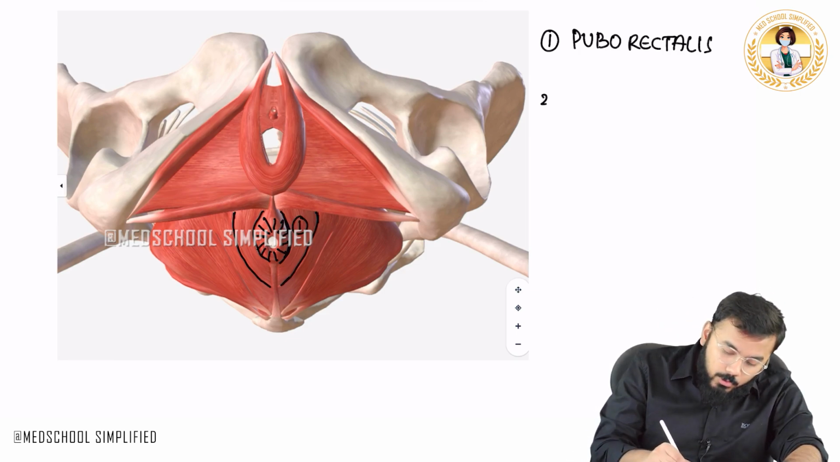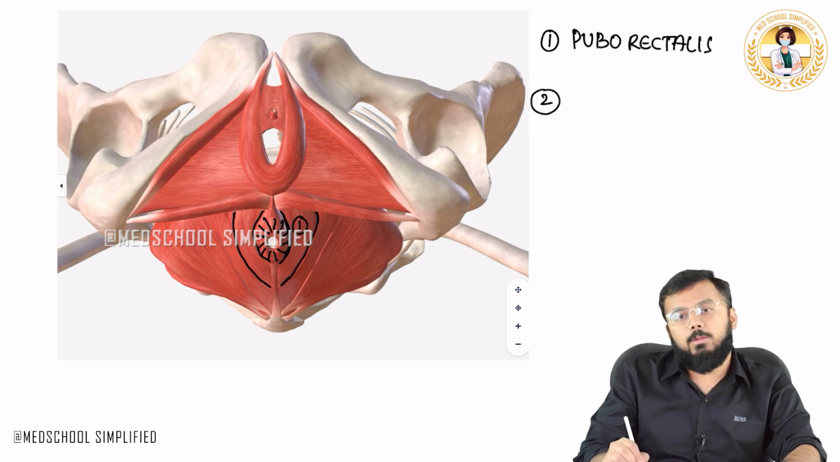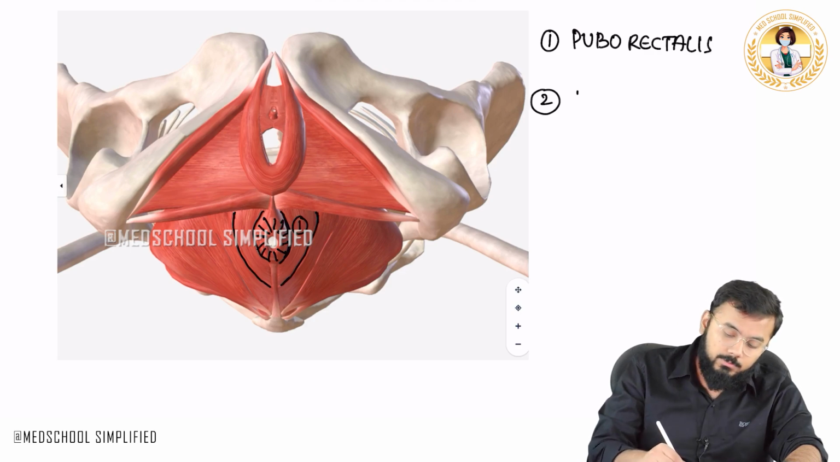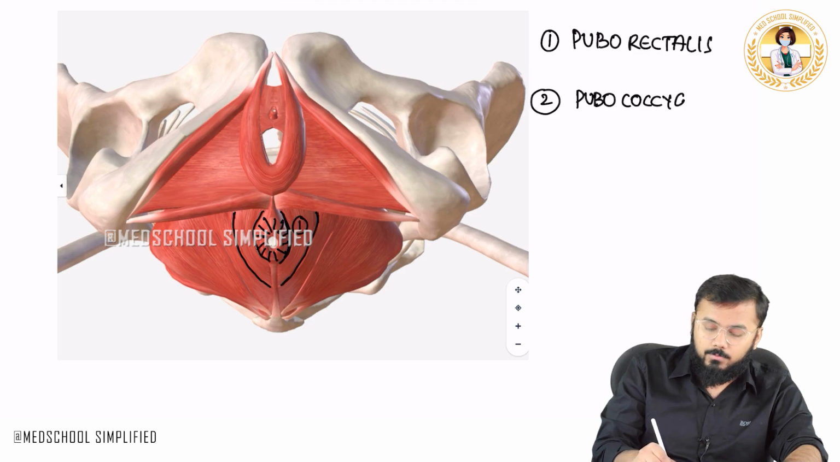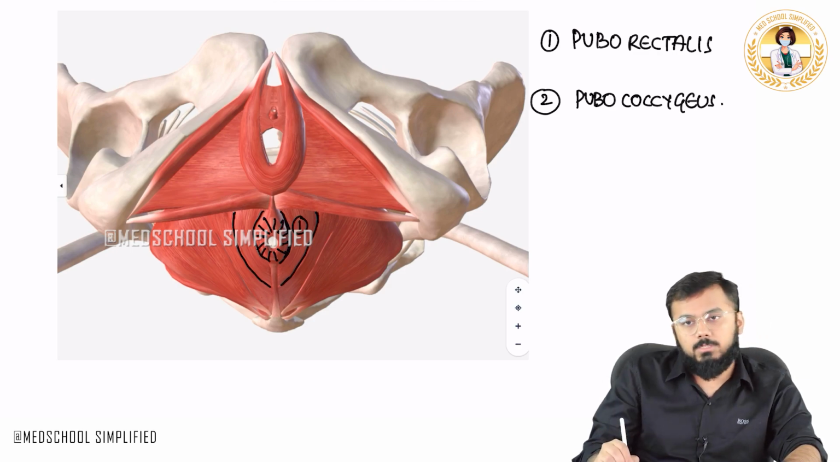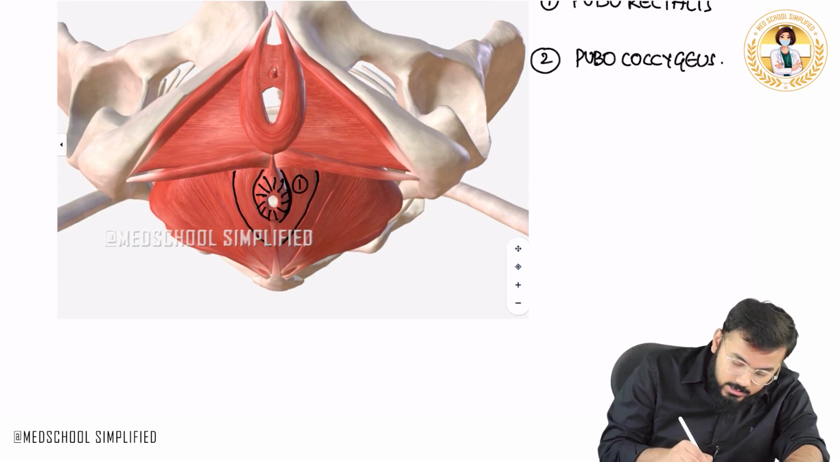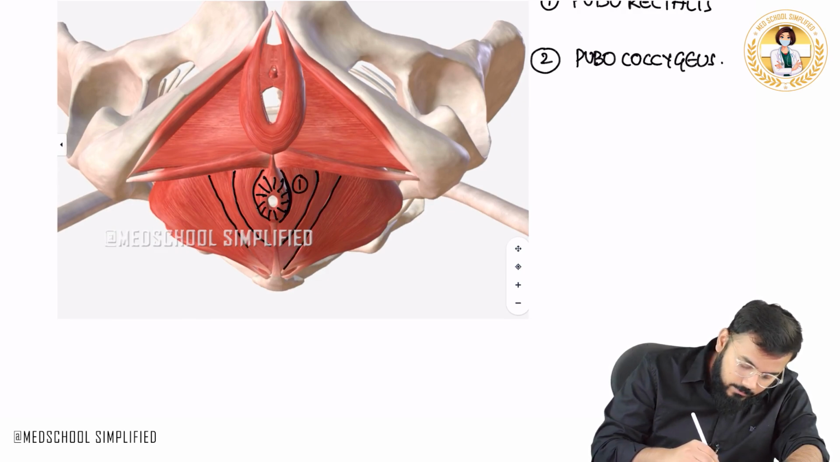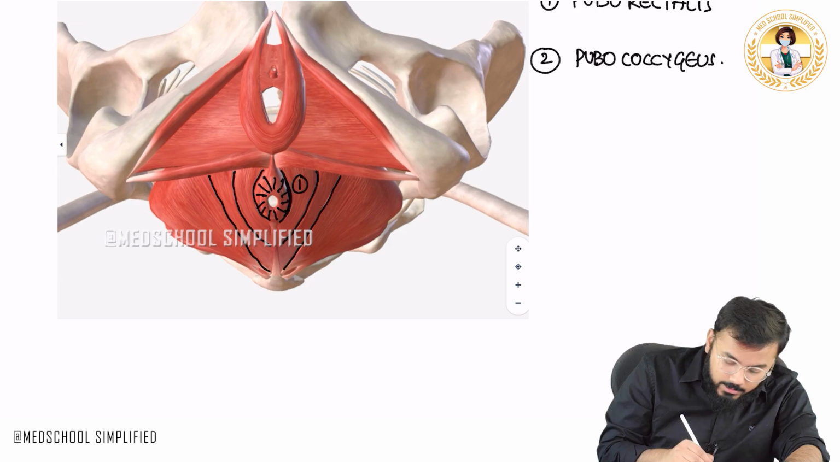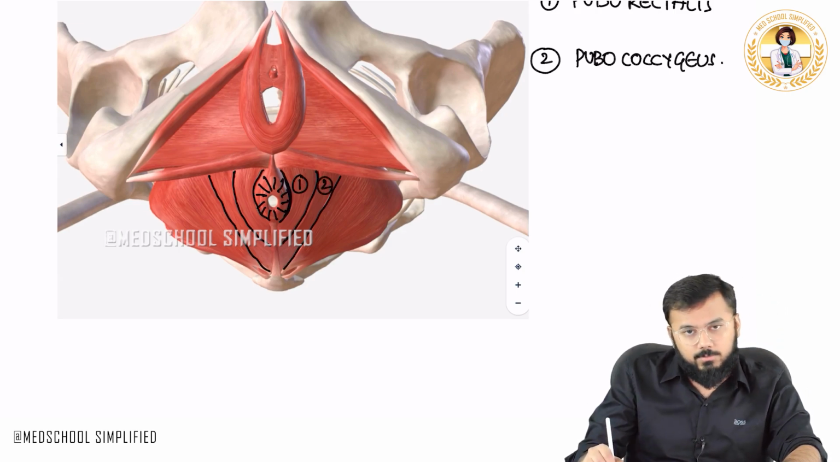Now after this puborectalis muscle, coming to muscle number 2, that is called the pubococcygeus muscle. Now where is this pubococcygeus muscle? The muscle outside the puborectalis is called pubococcygeus. See here, this particular muscle. Okay, so this particular muscle, muscle number 2, is called your pubococcygeus muscle.